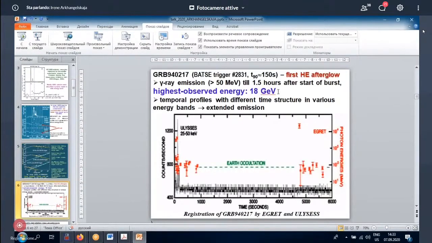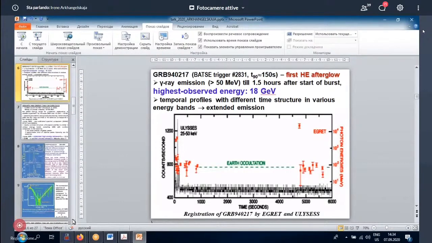And for several GRBs, afterglow at high energy was detected too. For example, for GRB 940217, a photon with energy 18 GeV was detected 1.5 hours after the start of the burst. It was the first high energy afterglow.